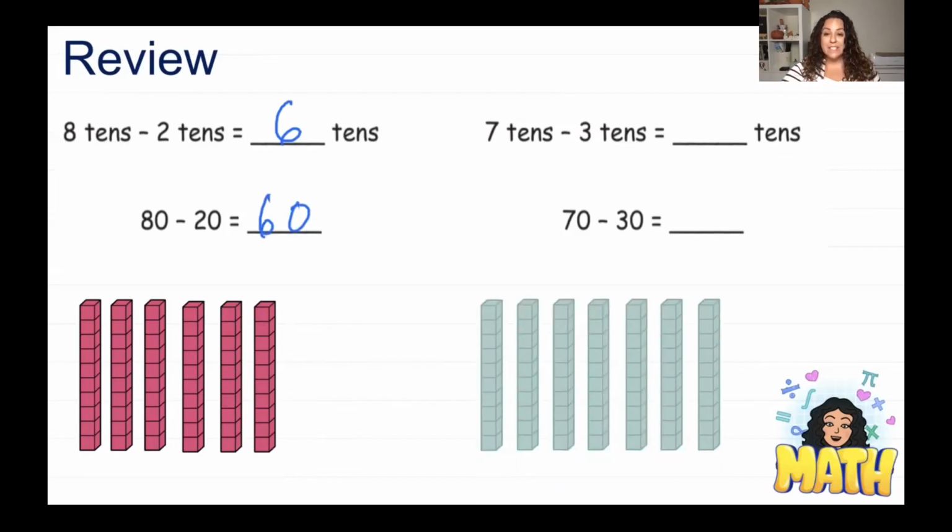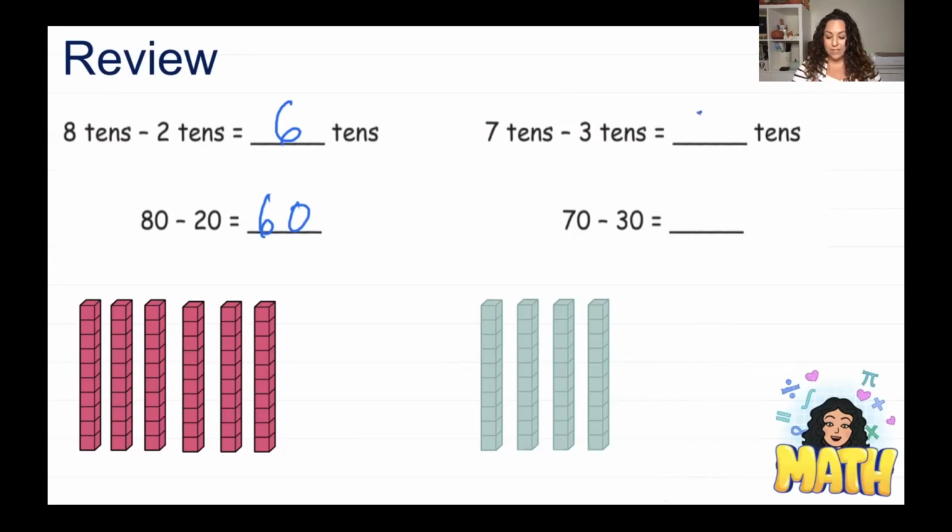I have 7 tens, and I'm going to take away 3 tens. So let's go ahead and take them away. 1, 2, 3. Goodbye, tens. And how many am I left with? I am left with 4 units of 10. So that means that 70 take away 30 equals 40. All right.